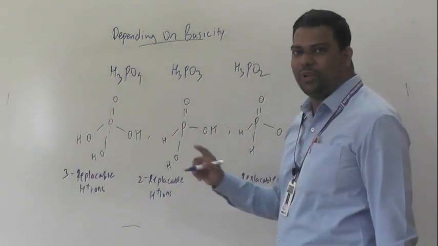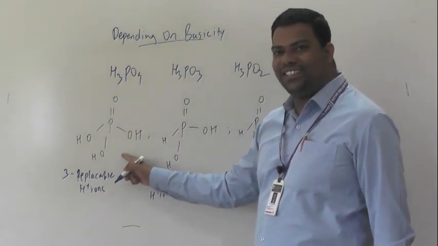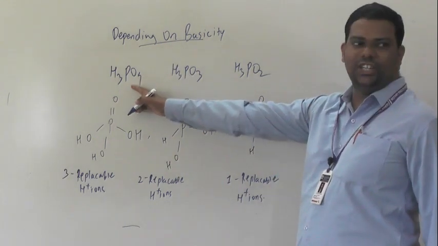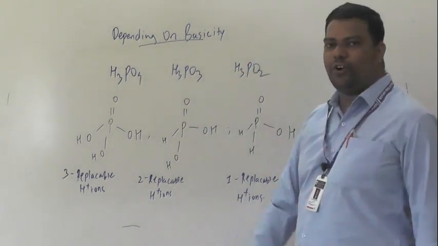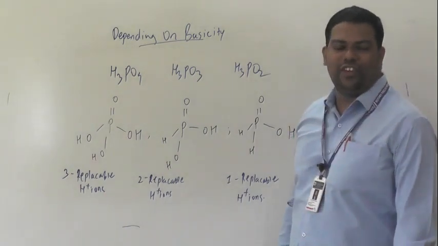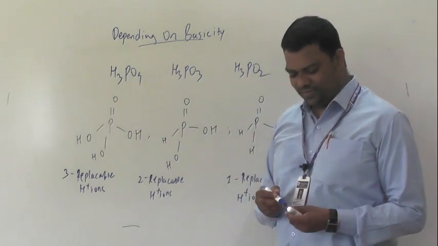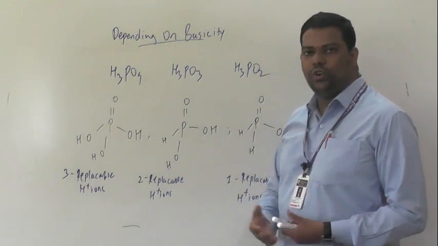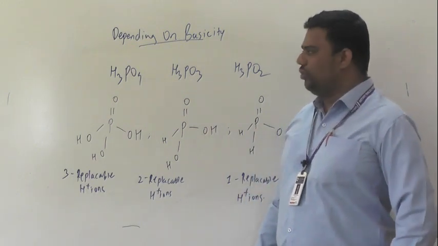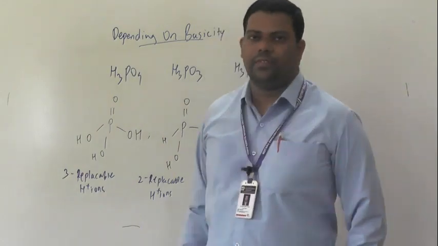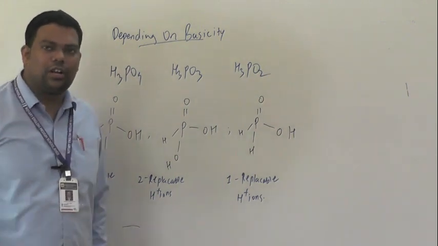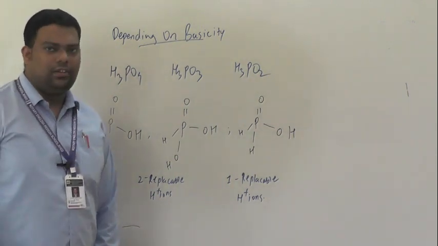So understood. So this is the basicity: tribasic, dibasic, monobasic: phosphoric acid, phosphorus acid, and phosphinic acid. Understood. So these are very much important, whatever we saw. Okay, so hope you understood all. If you have any further doubts, you can send your doubts on WhatsApp. So most of the things about the classification of acids I covered. Okay, thank you.